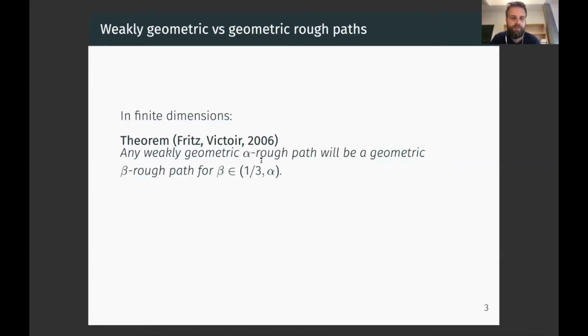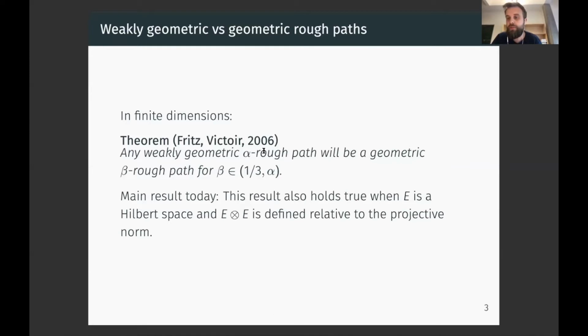This also holds for lower Hilbert exponents, but we're only sticking with things between 1/2 and 1/3 today. What we're going to talk about is that this result also holds when E is a Hilbert space, so when we have a rough path in a Hilbert space, where the tensor product is defined with respect to the projective norm. That's what we're going to talk about today.